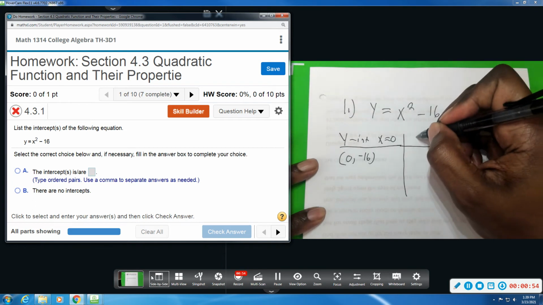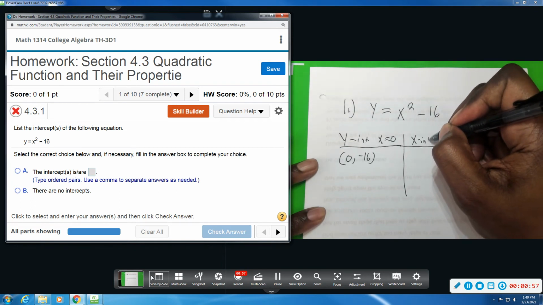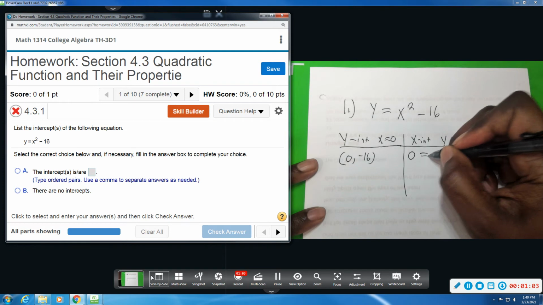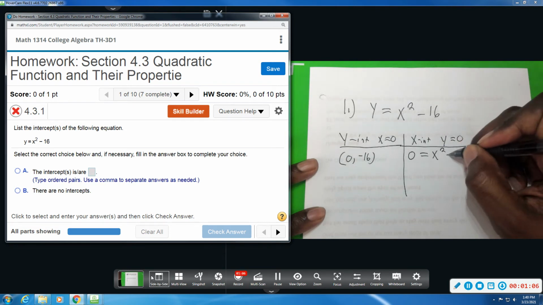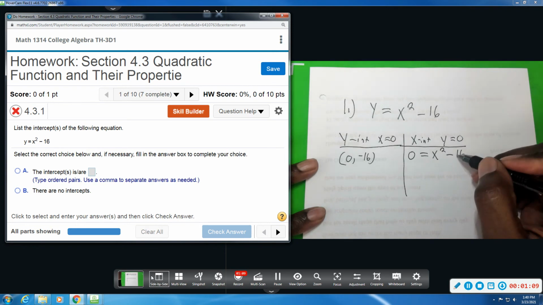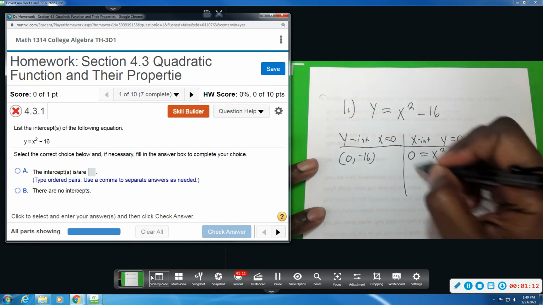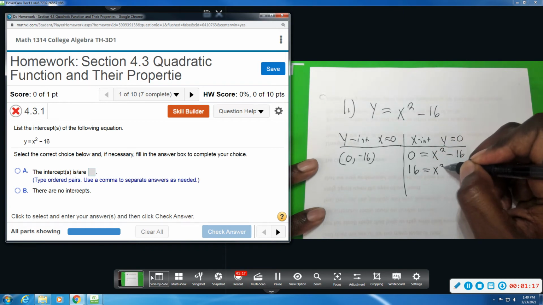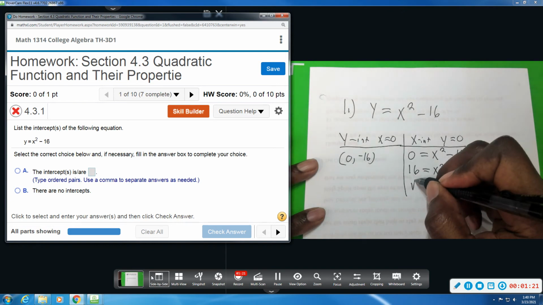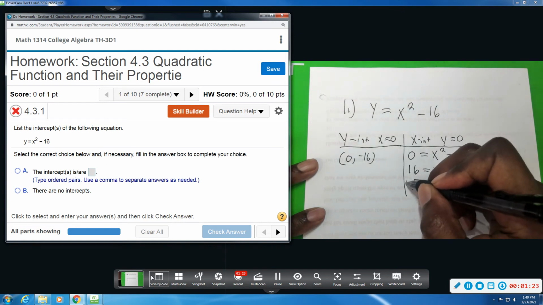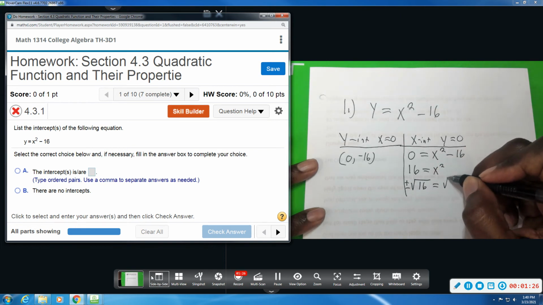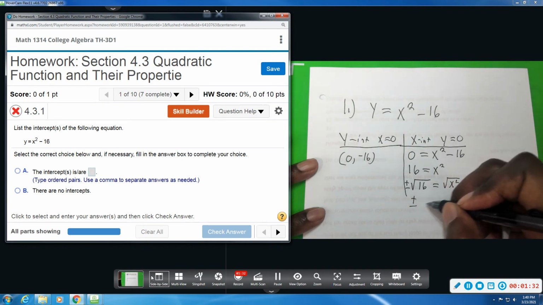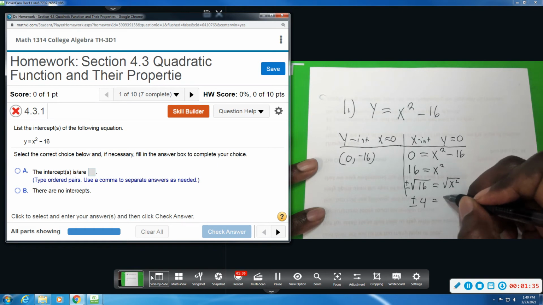If we do the x-intercept, we substitute a 0 for y this time, and we get 0 equals x squared minus 16. So we have to add 16 to both sides. You're basically taking the 16, moving it over here, and it becomes positive. So then you have 16 equals x squared. And then you have to take the square root of both sides. And when you take the square root of a number, you have to add the plus or minus. And then here you'll get two answers, positive or negative 4 equals your x value.